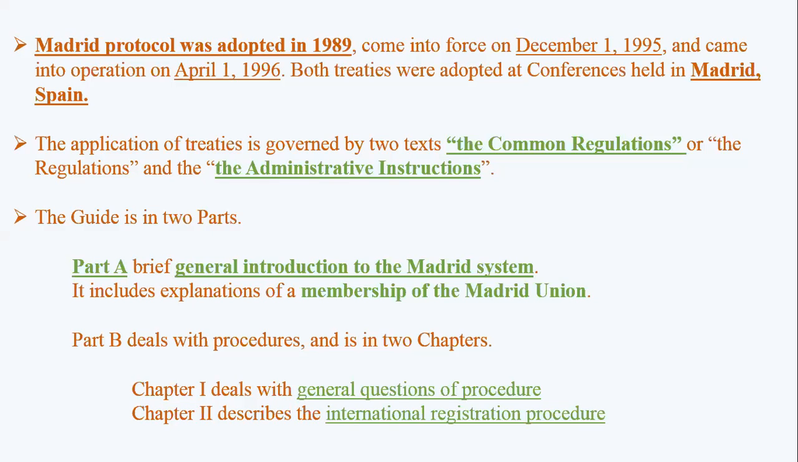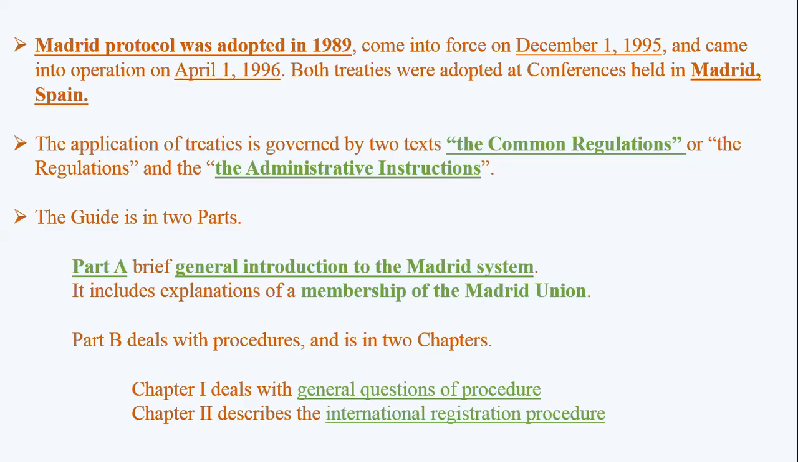Next point, the application of the treaties is governed by two texts: the common regulations and the administrative instructions. Whenever such treaties or agreements are there, documents are created having directives related to that agreement. Under the common regulations and the administrative instructions, a number of directives are given, and these are mainly the two texts of the Madrid Protocol.